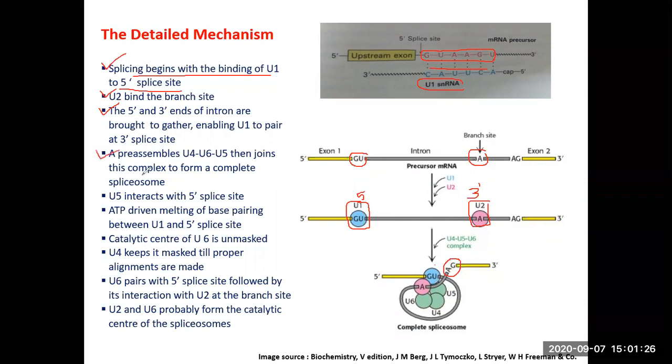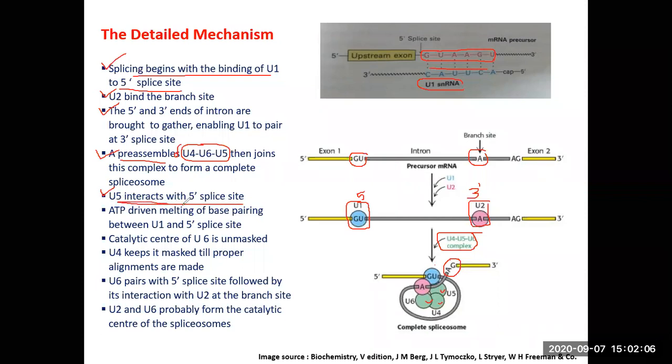After this, the next step is that a pre-assembled complex of U4, U6 and U5 then joins the complex. So this is U4, this is U5 and this is U6. In the first step, these three will come together and then, as a group, they will join this complex. Now U5 interacts with the 5' splice site.